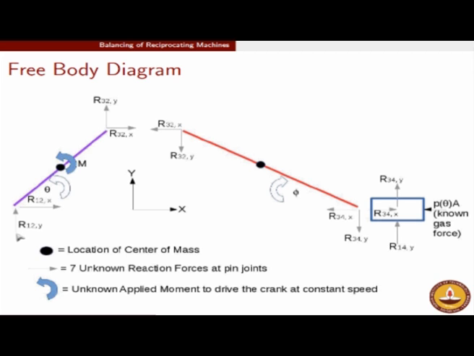R12 is the force that is coming from 1 to 2. 1 is our frame, 2 is our crank. So R12 implies the force from 1 to 2, the interaction force between 1 and 2. Similarly, R14 is from 1 to 4, R34 is from 3 to 4. Does that clarify? Yes, sir.